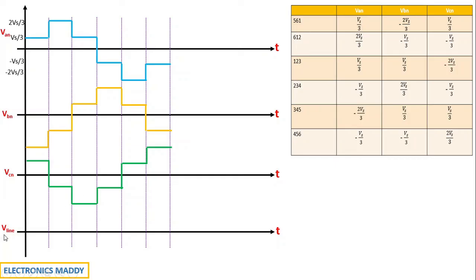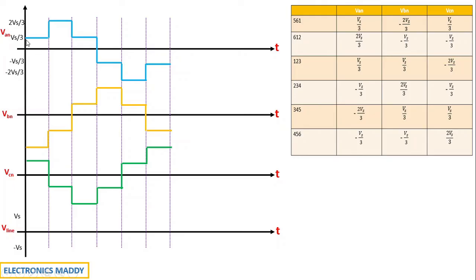Now what is the line voltage? How do we find the line voltage? V line. I'll be doing it for VAB. VAB is found by VAN minus VBN. So in this waveform, you have to subtract these two and you will get the final waveform for VAB. And you will have to do it for VBC and VCA. I expect you to do it. It is pretty simple and straightforward. So how do we find VAB? As I told, VAB is basically VAN minus VBN.